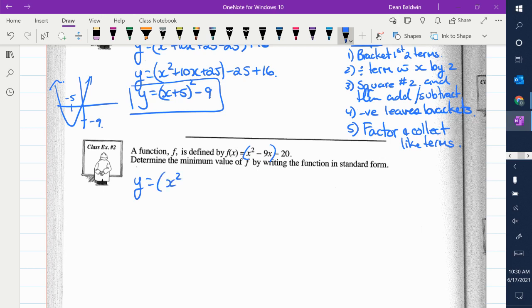Okay, so we'll do it in decimal form because I know people like decimals. So what's 9 divided by 2? 4.5. What's 4.5 squared? 20.25. Okay, so 9 over 2 is equal to 4.5. And then you square it, and you get 20.25. So that gets added and subtracted in the brackets, and then negative 20 is just hanging on the outside. Which one comes out?